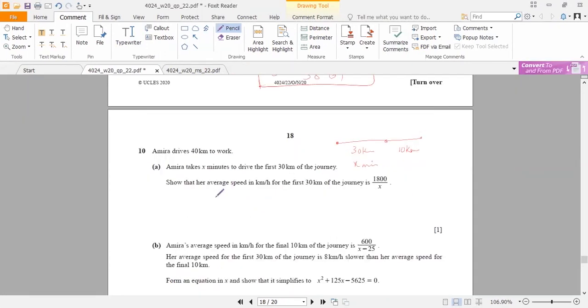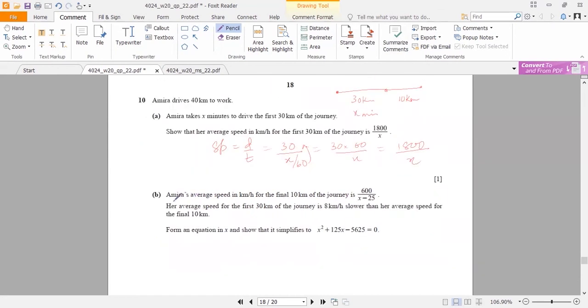The basic formula of speed is distance upon time. The distance is 30 and the time is x minutes. To convert these minutes into hours, we have to divide by 60. So 60 will go in the numerator, so 30 multiplied by 60 upon x, which equals 1800 upon x. That is proved. Now come to part B.